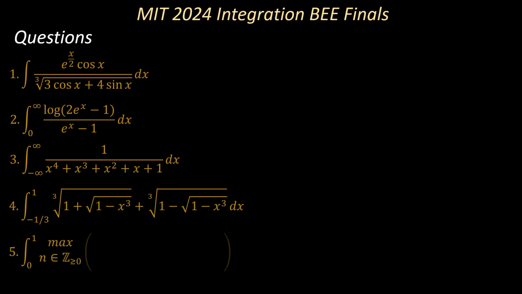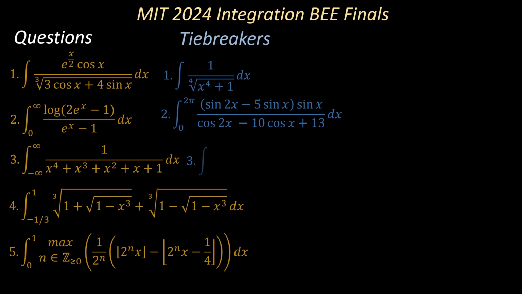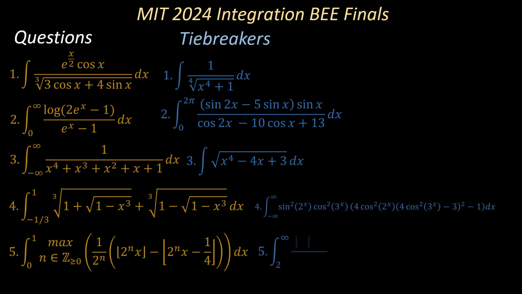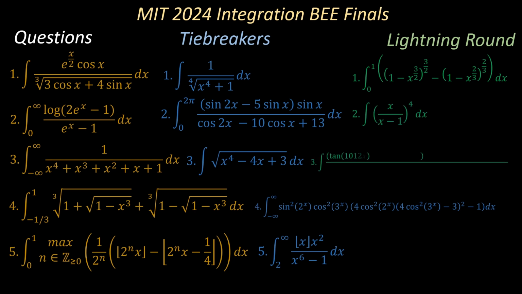Then the session progressed into a tiebreaker series, which also had question number 1, question number 2, question number 3, question number 4, and question number 5. After then, things were still tied, so they had to progress into the lightning round, which consisted of question number 1, question number 2, and question number 3. It was only then that the winner was declared.